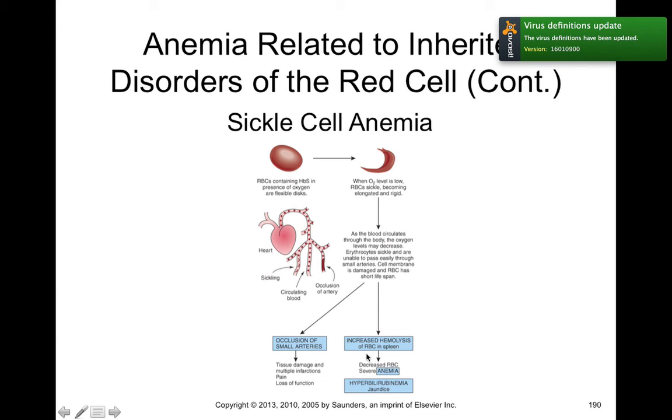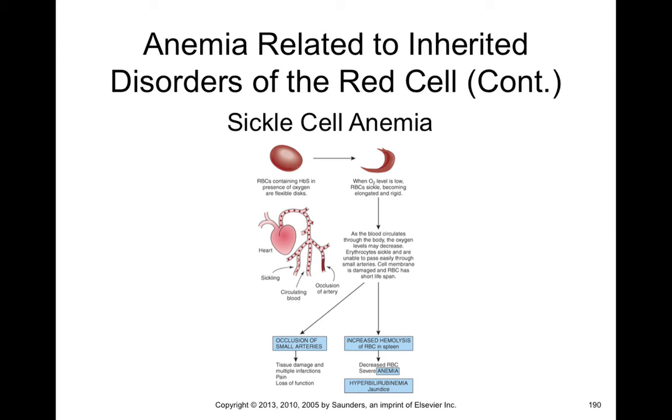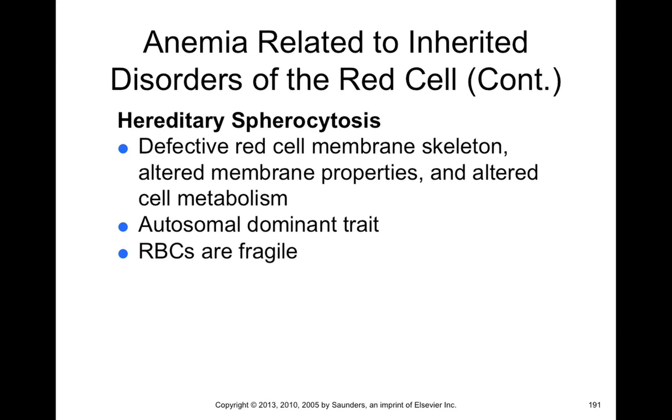This can cause damage to the spleen and also lead to hyperbilirubinemia, where you have too much bilirubin in the bloodstream. And bilirubin is the breakdown product of hemoglobin. If you get too much hemoglobin breakdown from increased red blood cell destruction, this can lead to jaundice. So one of the signs of sickle cell anemia can be jaundice due to an accumulation of bilirubin from increased red blood cell destruction.